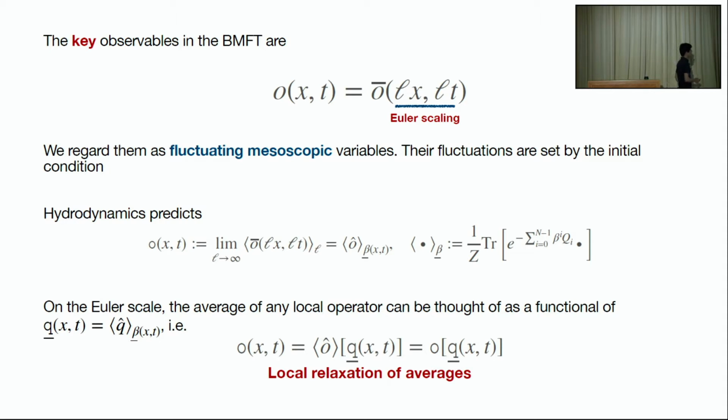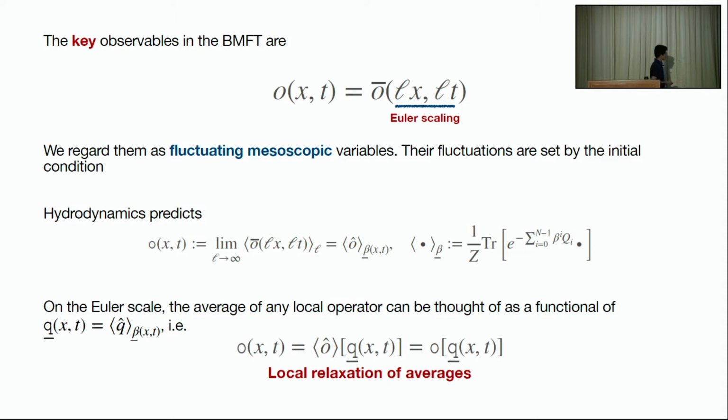As I said, I can write down this kind of local average in terms of the Lagrange multipliers that are dependent on x and t. But you can also write it as a functional of q's. So charge density averages are defined in this way. This is because in equilibrium, there's a bijection between the set of betas and the set of q's. By using that, you can also write down the local average like this. This is what we usually call localization of averages.